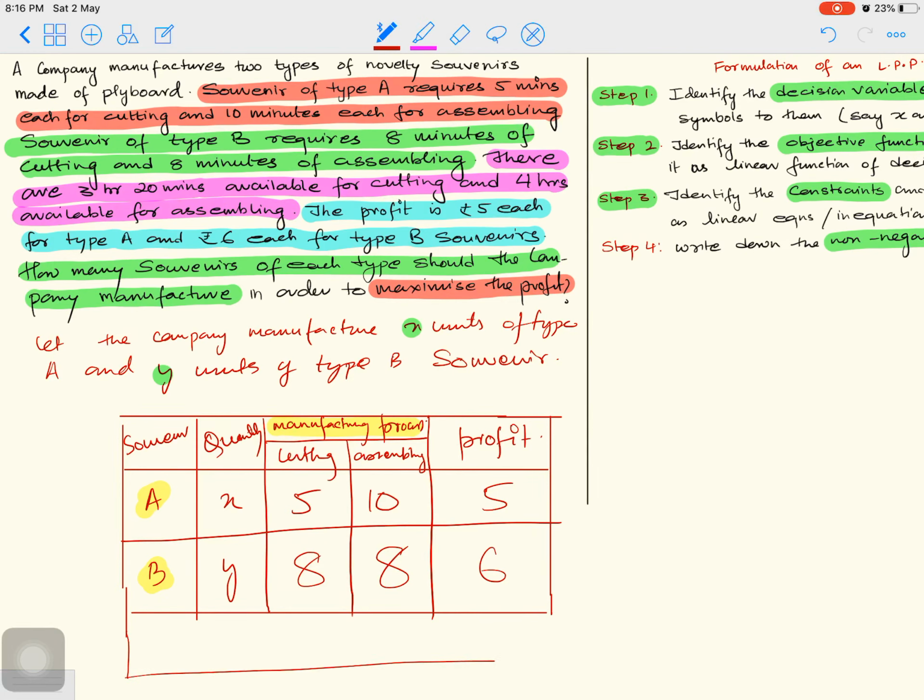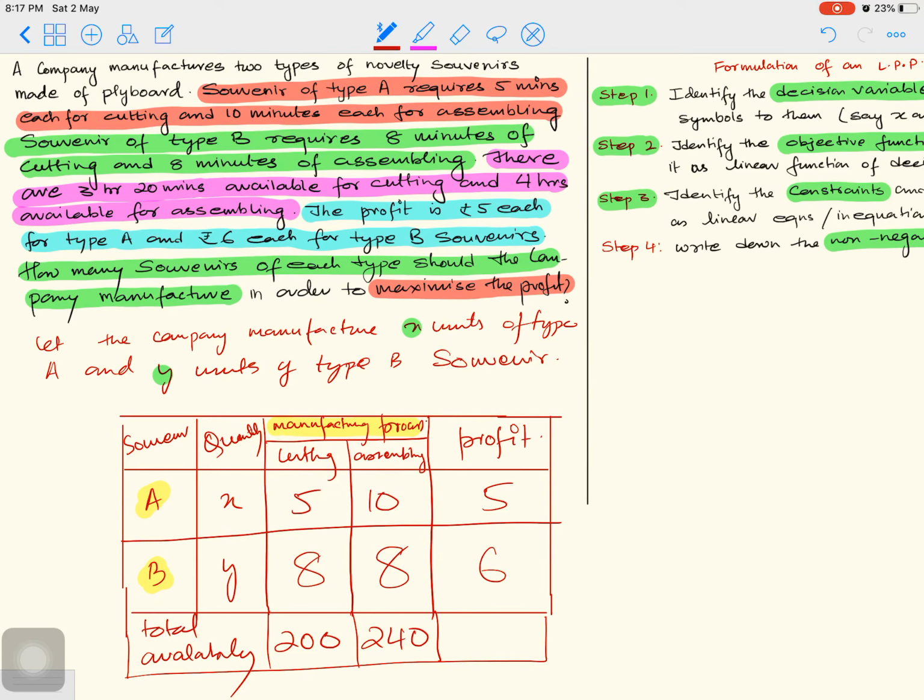So I will make an extra row here and write it down: total availability. How much do we have? For cutting, I have 3 hours and 20 minutes. So I'll have to convert that into minutes and write it down. How much would that make? 3 hours would mean 180 minutes plus 20 would mean 200 minutes, and 240 minutes for assembling. Okay, is that clear? 3 hours 20 minutes would mean 200 minutes and 4 hours would mean 240 minutes.